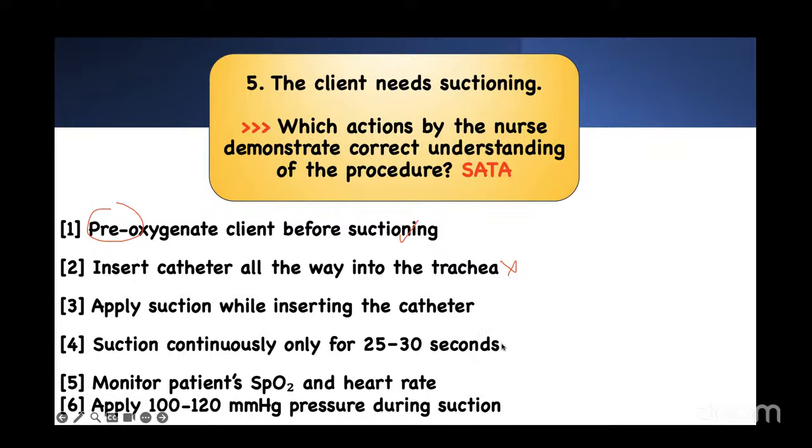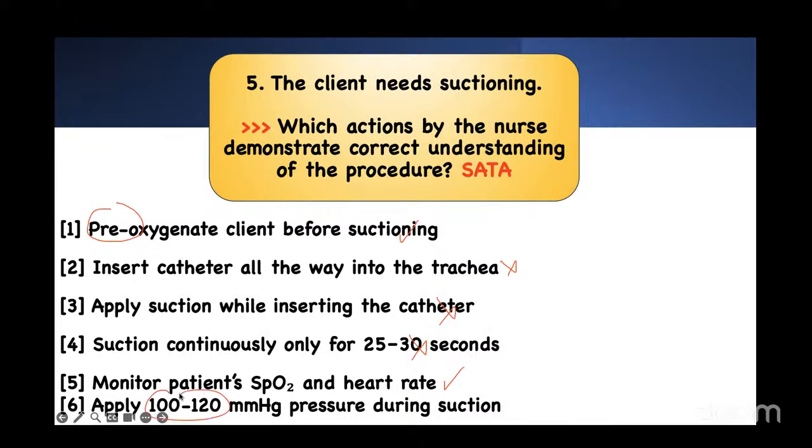No, you don't apply suction while inserting. You apply suction when you're withdrawing. So applying suction while inserting the catheter is not a good idea. And suctioning 25 to 30 seconds is too long, right? 5 to 10 seconds is enough. So this is not good. Of course, you still have to monitor their saturation and heart rate if they're not doing well. And as an adult, 100 to 120 pressure is applicable.